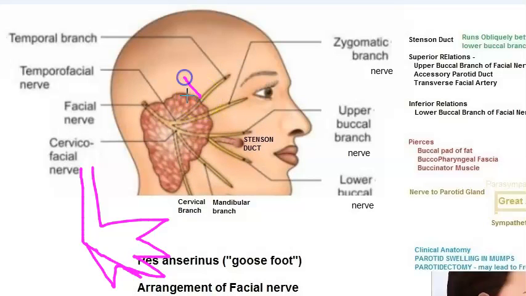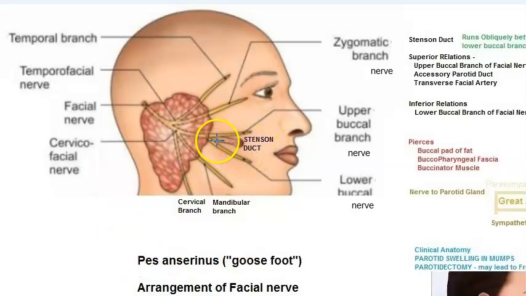That is the temporal branch, the zygomatic, the buccal, mandibular and cervical. "Ten zebra bit my cat": temporal, zygomatic, buccal, mandibular and cervical, right? And you can see the parotid gland's duct, the Stenson duct, running between the buccal branches. This is the buccal branch, and both of these together. Between these two buccal branches, the Stenson duct is there, okay?